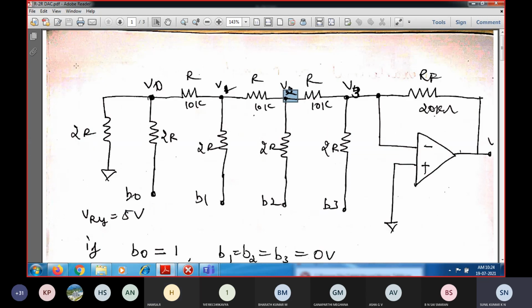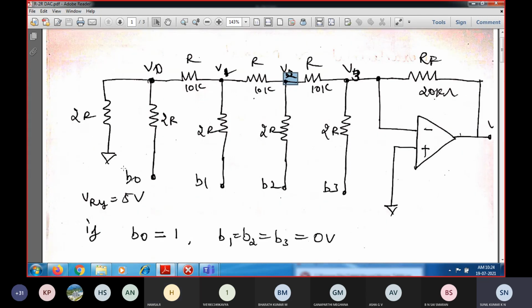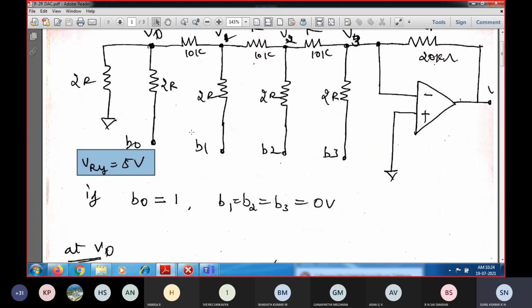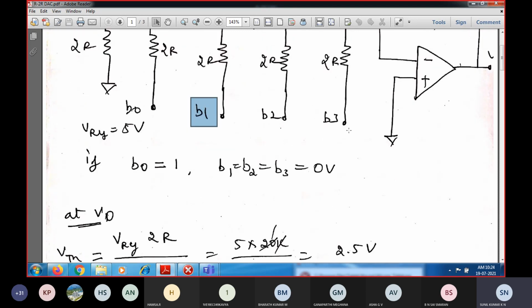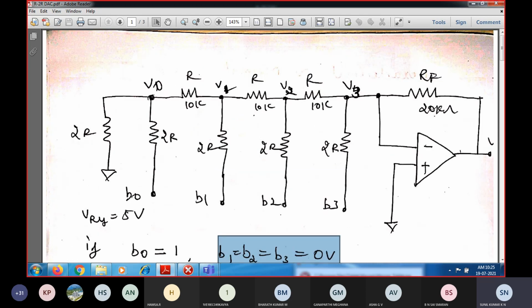Now we can see, in this R-2R ladder, when the B0 bit position is connected to logic high, the reference voltage is given as 5 volts. When B0 is connected to logic high, it will be connected to plus 5 volts, and the rest, B1, B2, B3, will be connected to ground. So B0 is equal to logic high and B1, B2, B3 are connected to ground. What is the corresponding node voltage we need to find?